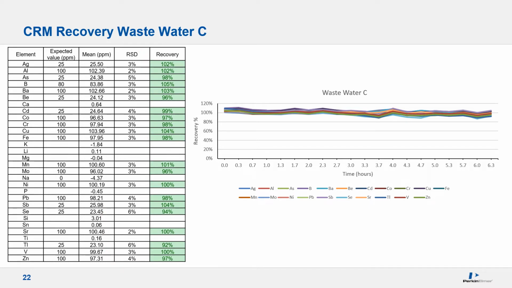This can also be shown on the graph on the right-hand side, where the average recovery for all samples is stable throughout the analysis time. The average recovery can also be seen in the table, where the elements are within plus or minus 10% of the expected value.